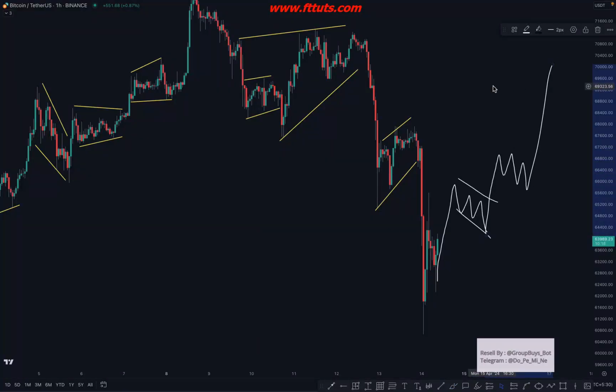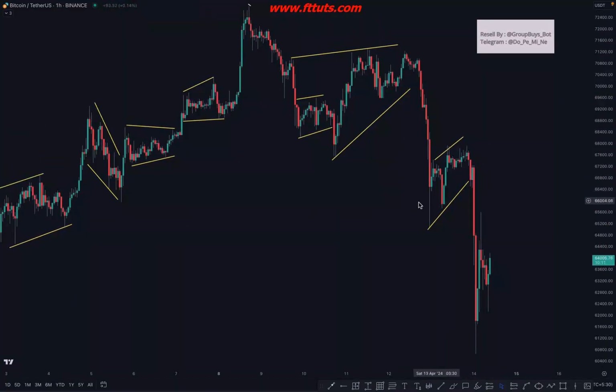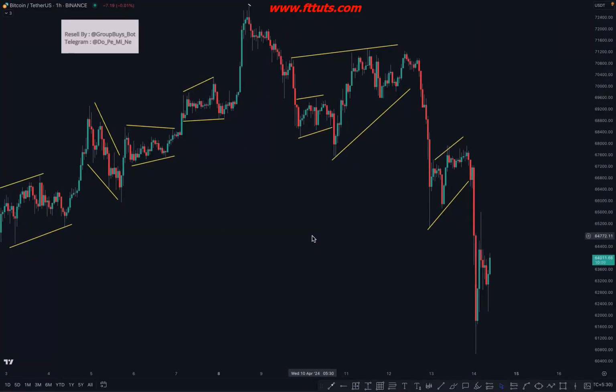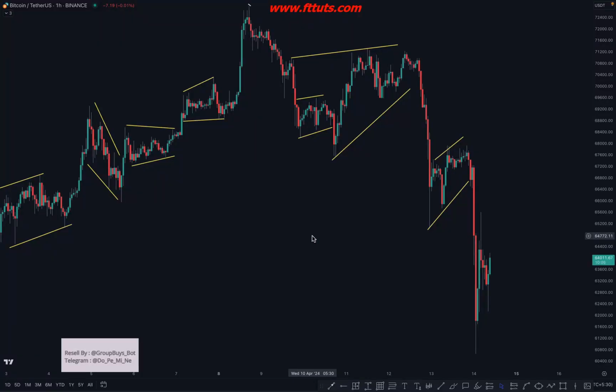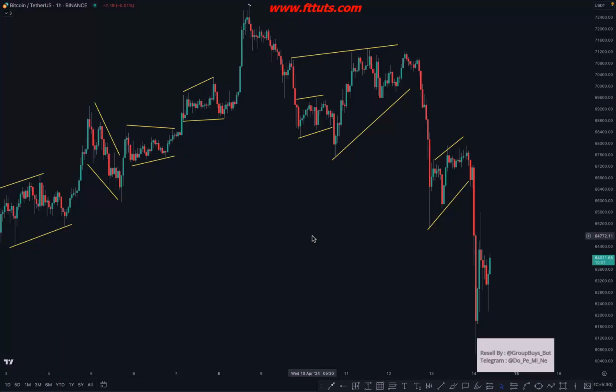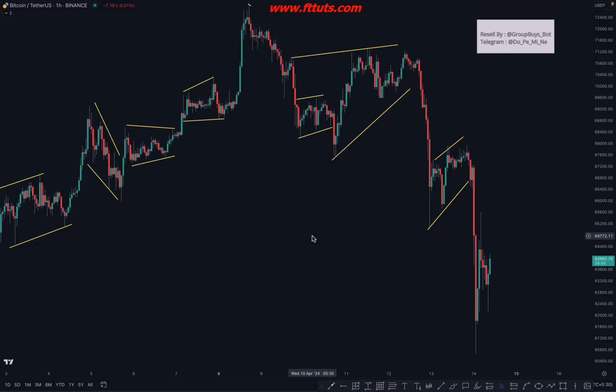So this is a possible scenario in Bitcoin based on the 1 hour time frame. But you need to understand how we can identify our chart patterns in different time frames. This is a 1 hour time frame. You can apply the same thing in a 4 hour time frame, a 15-minute time frame, a 5-minute time frame. It depends on you. Any time frame, daily, weekly, monthly, you can apply it.